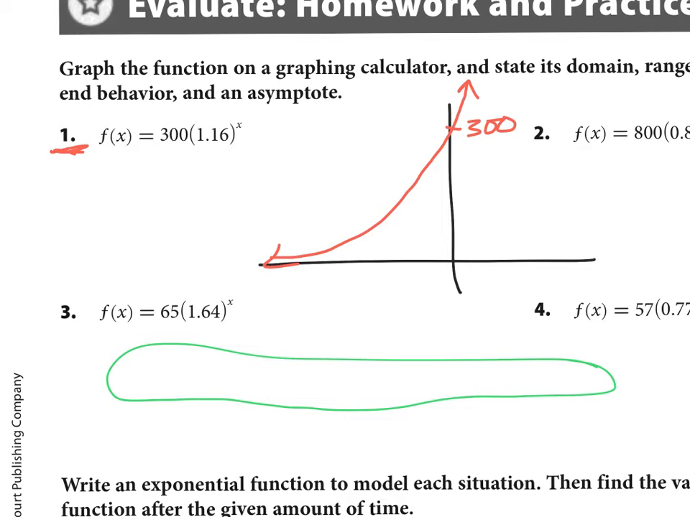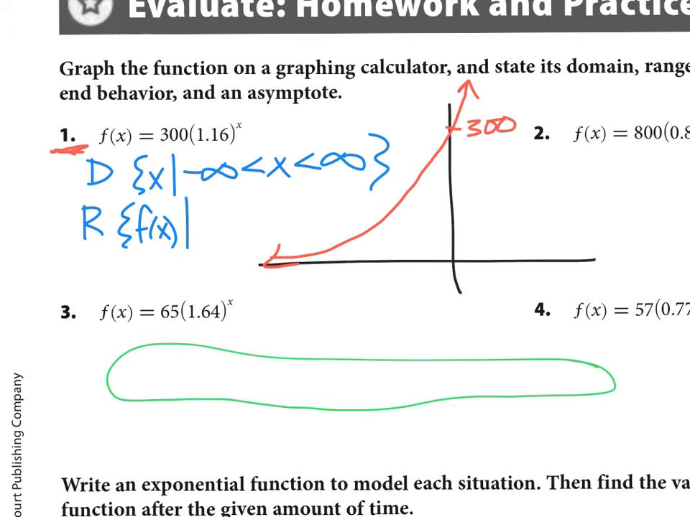Now, in terms of its domain, when you do this, they want you to use inequality symbols for this. Domain is x such that, remember, the domain for all these functions is all real numbers. So negative infinity to infinity. The range, because this is going up towards positive infinity, that would be f of x such that f of x is greater than 0 because it's going up.